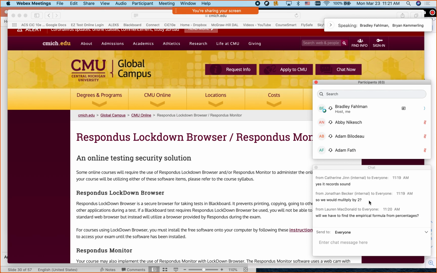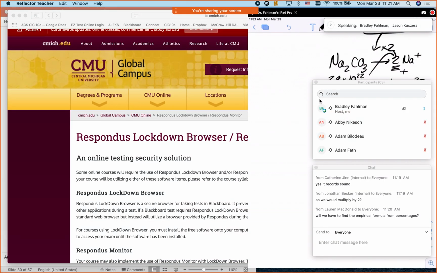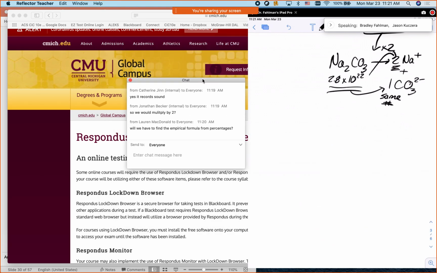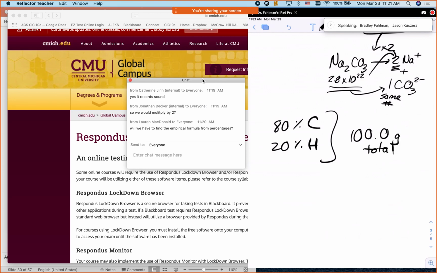Empirical formula from percentages could be a question, and actually I'll tell you, yes, it is a question on the exam. The process there is, for instance, if you have 80% carbon and 20% hydrogen, you assume that you have 100 grams total. Then you can replace the percentages with grams, and then you divide by their atomic masses, which gives you a certain number of moles for each.